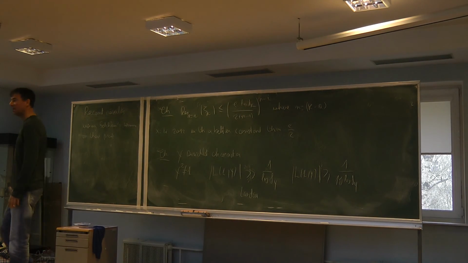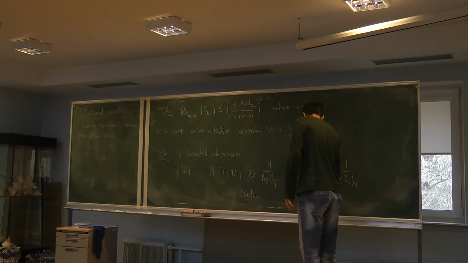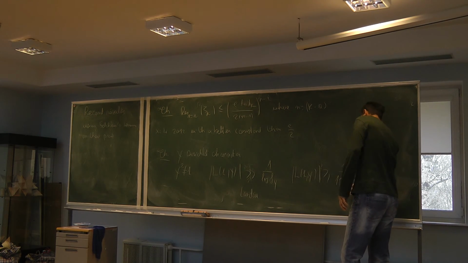What's inside the block? What's the symbol? S what? L? L of 1 and chi. No, inside the block. The conductor S of chi.